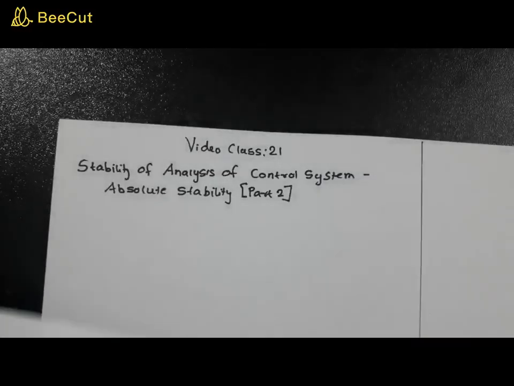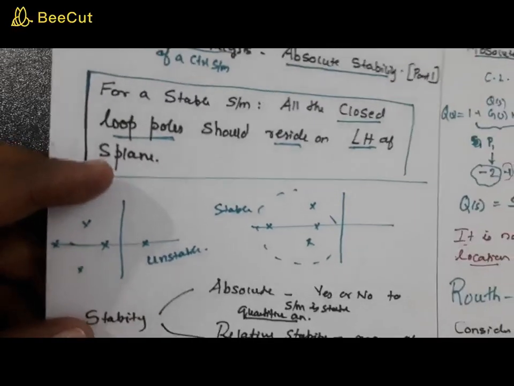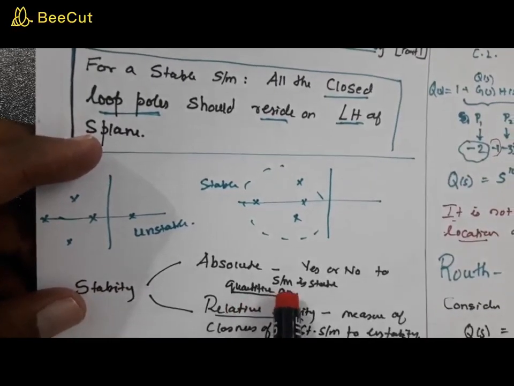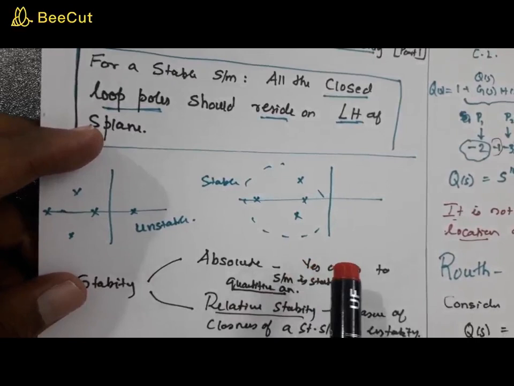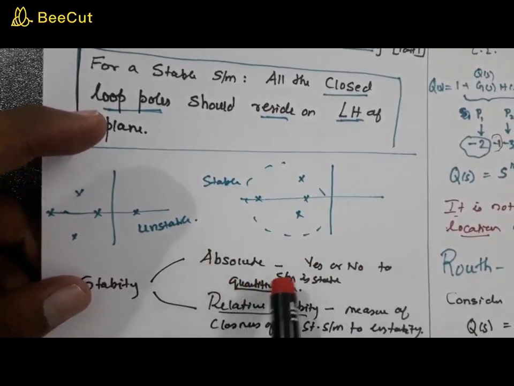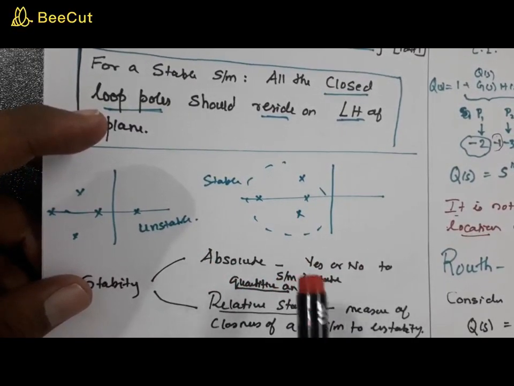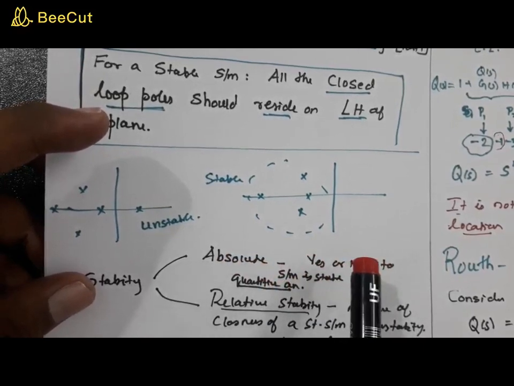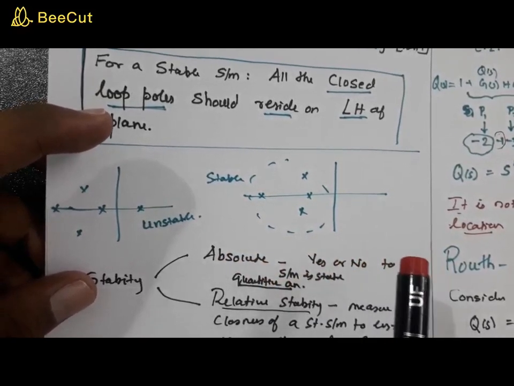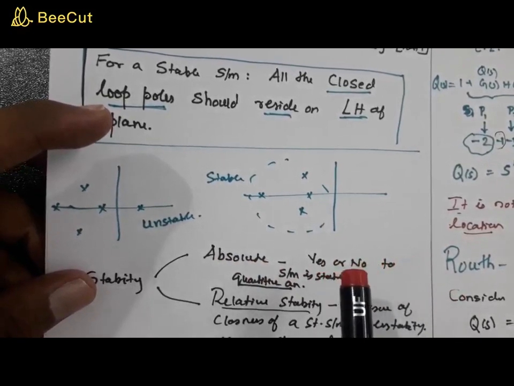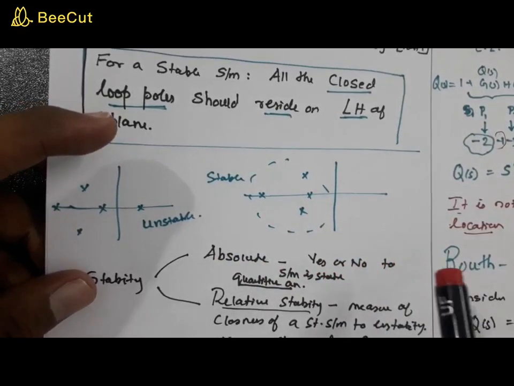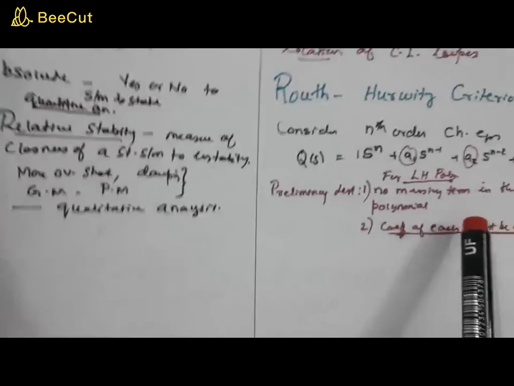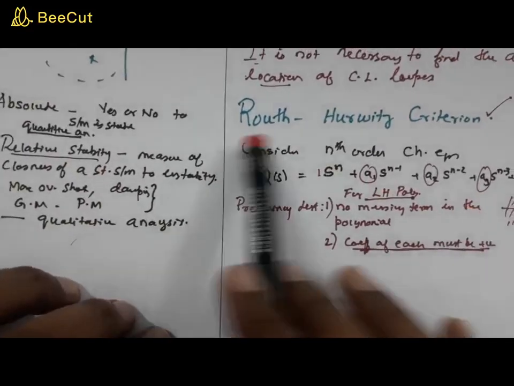Now, what do you mean by absolute stability? Absolute stability refers to a quantitative analysis. It just gives you an answer, whether yes or no, and the theory behind that is just to find out the number of poles residing on the right half of the s-plane, which actually causes an instability. Okay, so that can be found out by applying the Routh-Hurwitz criterion.